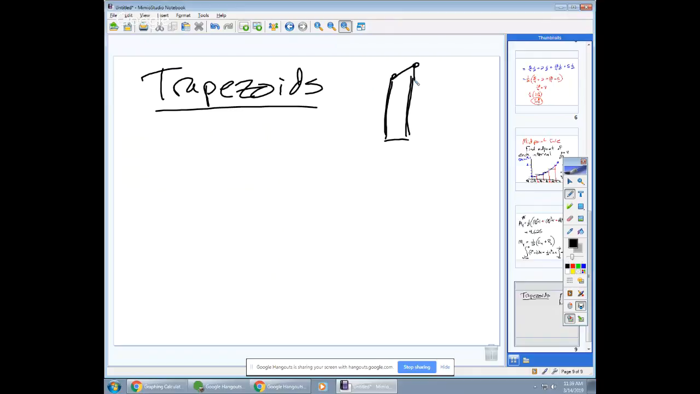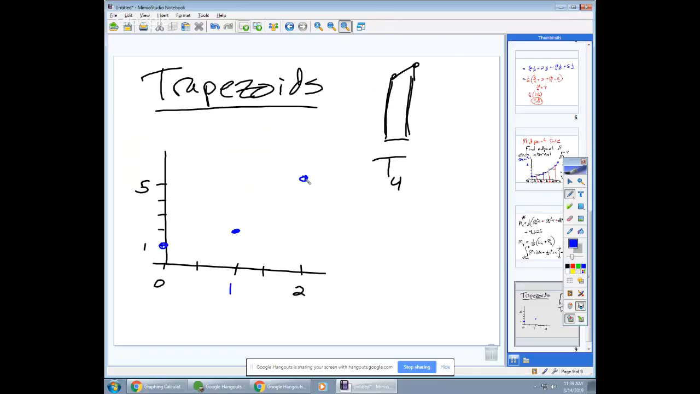Okay, so if we take the example we were just looking at, where we're going from 0 to 2, what we're trying to find is the T4 estimate, the trapezoid 4 subintervals for our function. So 1, 2, 3, 4, 5. And so we have points at 0, 1, 2. We're in this vicinity, so we're heading up with our parabola. Bigger point, it's the line.